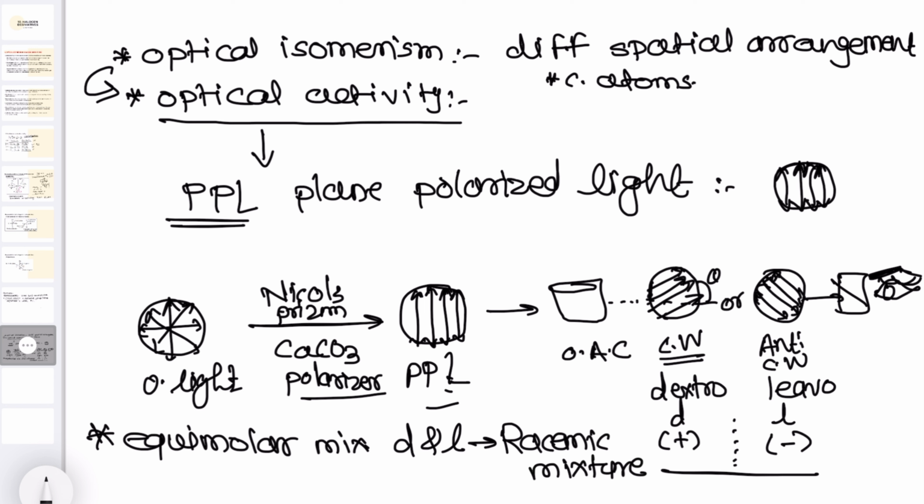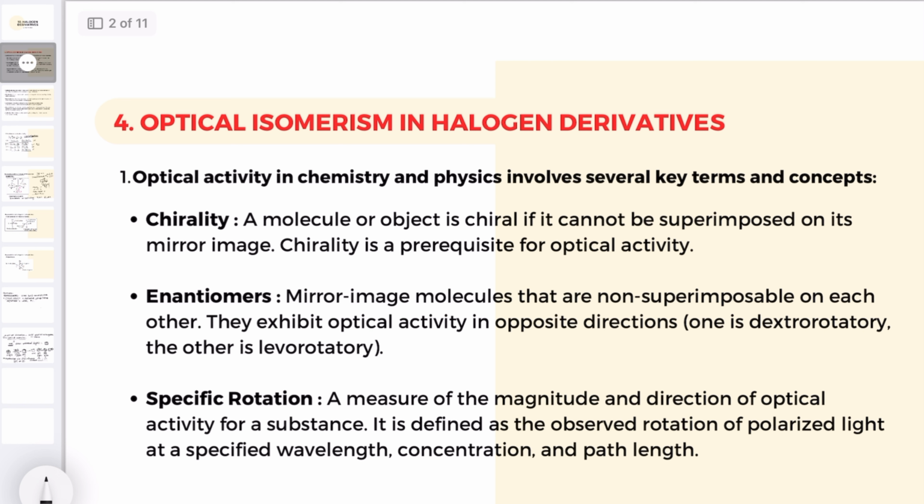Okay, racemic mixture denoted by dl or plus and minus sign in a bracket. Okay. Up to this, optical activity and the optical isomerism of halogen derivatives point is completed. Let us see again the definitions of each.